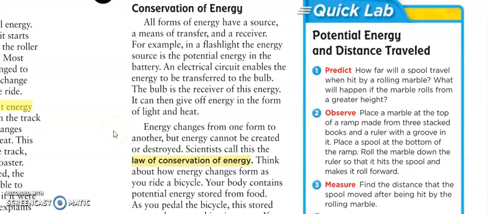So right now we want to talk about conservation of energy. All forms of energy have a source, a means of transfer, and a receiver. For example, in a flashlight, the energy source is the potential energy in the battery. An electrical circuit enables the energy to be transferred to the bulb. So the bulb is the receiver of this energy. It can then give off energy in the form of light and heat. So energy changes from one form to another, but energy cannot be created or destroyed. The most important idea about energy is that energy cannot be created or destroyed. Scientists call this the law of conservation of energy.